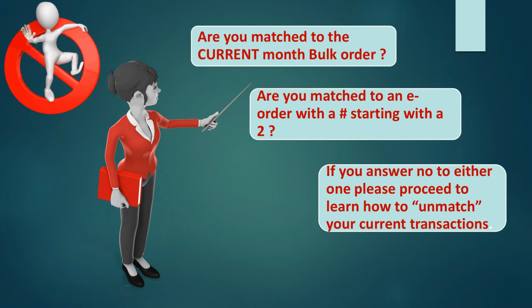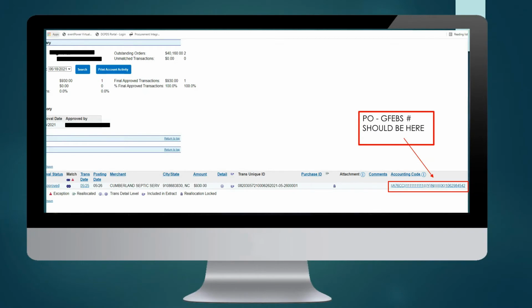Checkpoint. Are you matched to the current month bulk order? Are you matched to an e-order with a number starting with A2? If you answered no to either one, please proceed to learn how to unmatch your current transactions. This is an example when someone matches to a manual order in US Bank. You will see under the accounting code, where the arrow is pointing, a PO number should be listed.